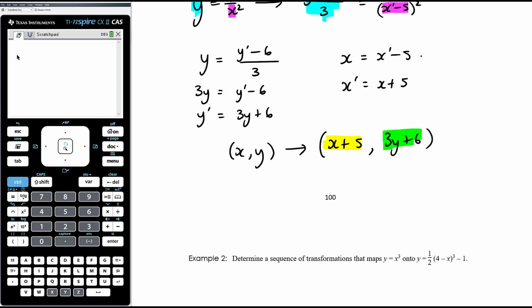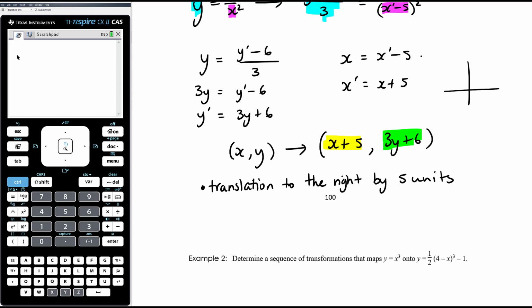Okay, let's focus on the x variable first. So all that's happened to x is we've added 5 onto it. If we add 5 onto all the x coordinates, that is a translation to the right by 5 units. Okay, remember it's about the point. You've got a point, you've added 5 onto its x coordinate, you've moved it across to the right by 5.